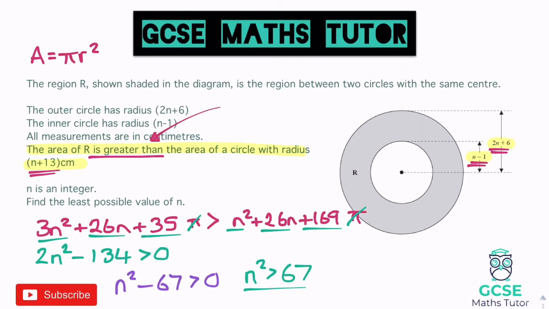Now if we think about some of the square numbers, we could have 8 squared, which is 64. Now 8 squared is not bigger than 67, so that's not going to work. 9 squared is 81, there we go, and that is bigger than 67.